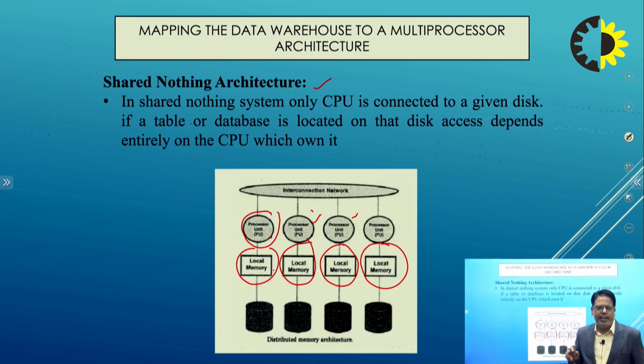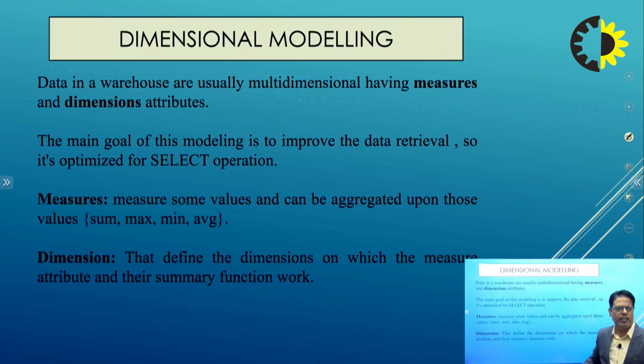So we can say that in the shared nothing architecture, each and every system has its own memory and own CPU. Basically, two limitations occur in this case. The first limitation is that non-shareable memory is available, and there is no global clock in shared nothing architectures. So in a shared nothing system, only one CPU is connected to a given disk. If a table or database is located on the disk, access depends entirely on the CPU which owns it. So this is the shared nothing architecture.